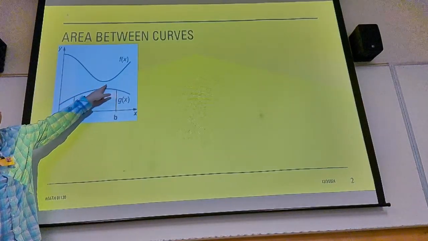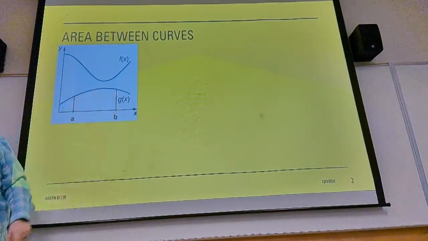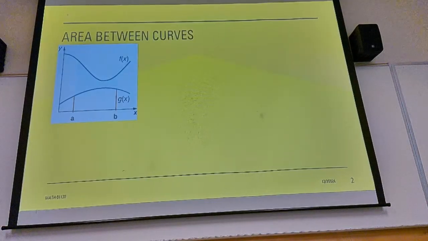This region shaded. That's very difficult. All right, so let's say we want that area. Well, the process should be fairly straightforward.